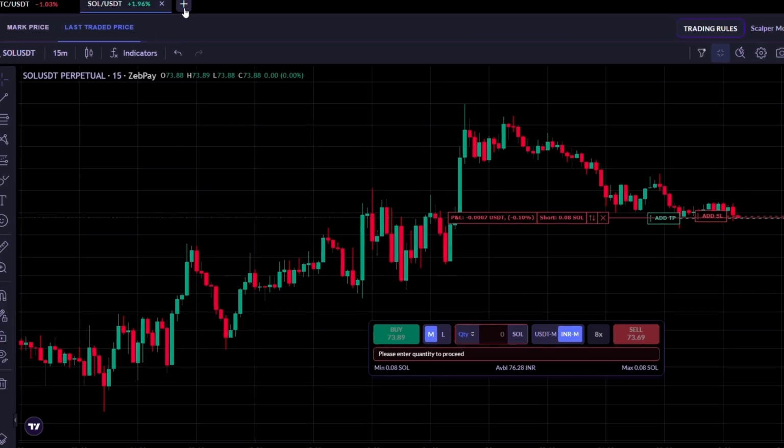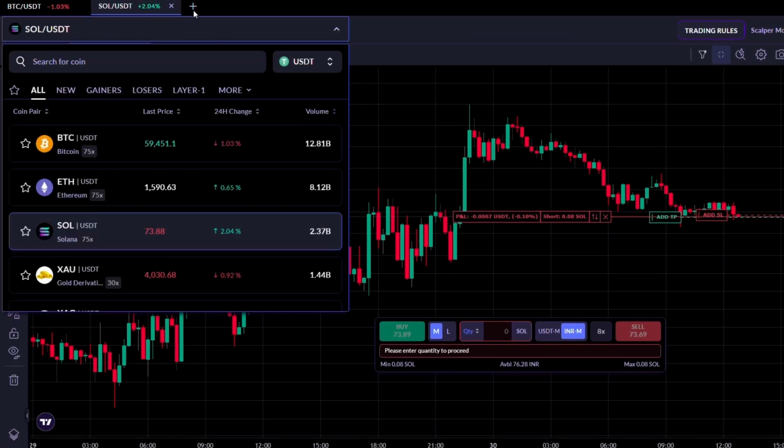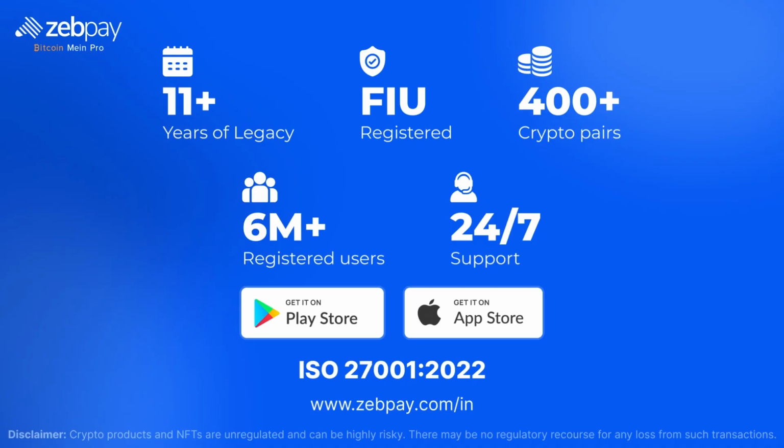You can even expand your watch list to keep an eye on multiple trading pairs while you trade. Trade faster, stay focused, and execute with confidence using Scalper Mode on ZebPay Futures.